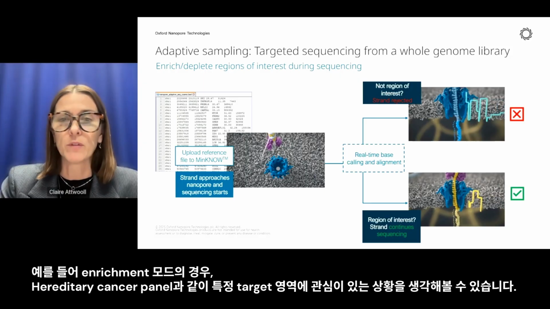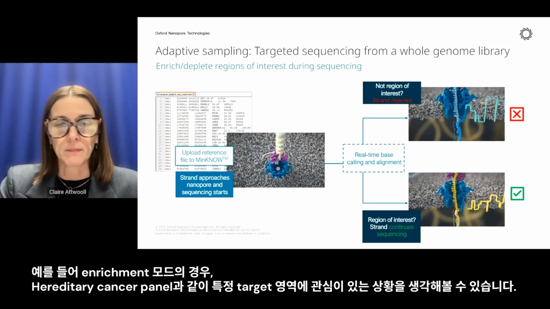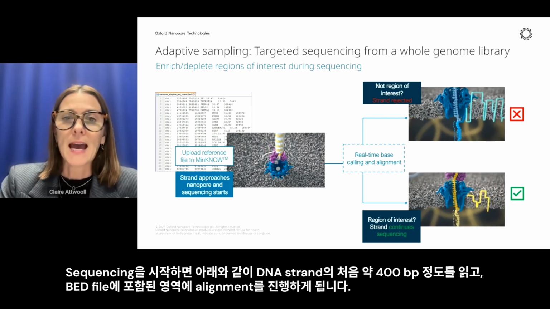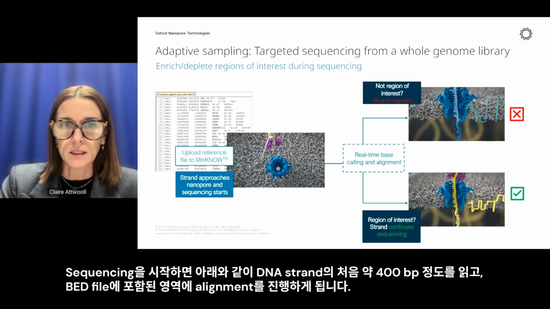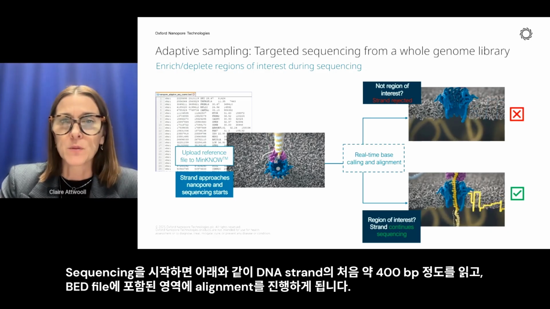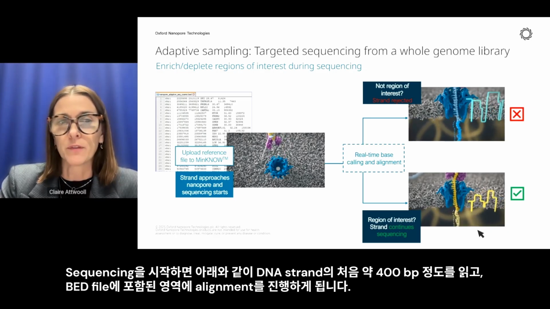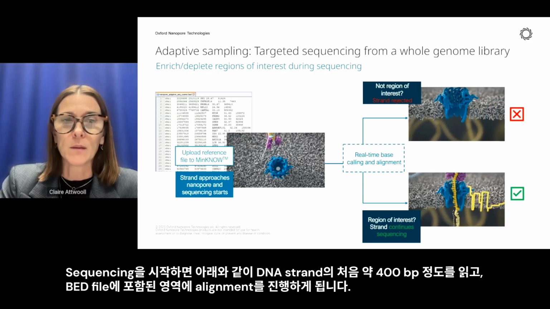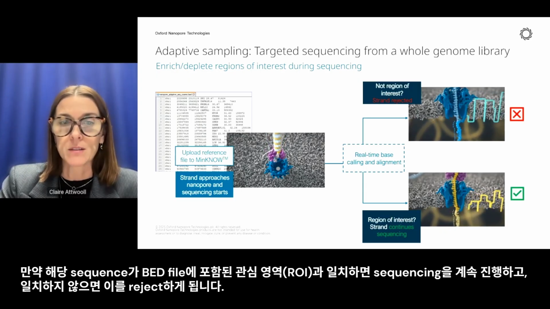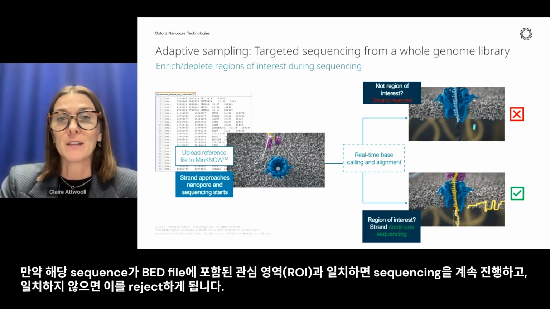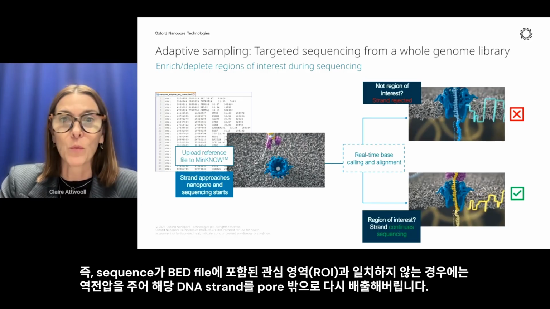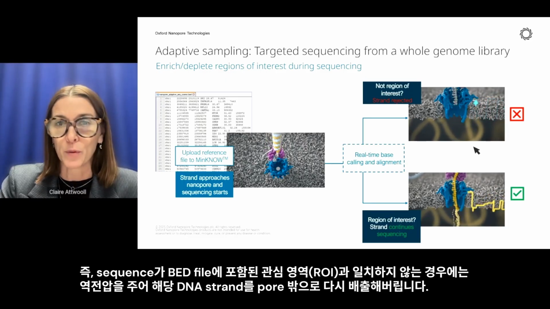So in the case of enrichment, let's say we have a hereditary cancer panel. As we start sequencing, you can see in this bottom image here, we take the first 400 base pairs or so of that strand of DNA, and we align it back to the bed file. And if it matches, then we keep sequencing. And if it does not match, we reject it. And you can see in this image at the top that we literally spit it back out of the pore.